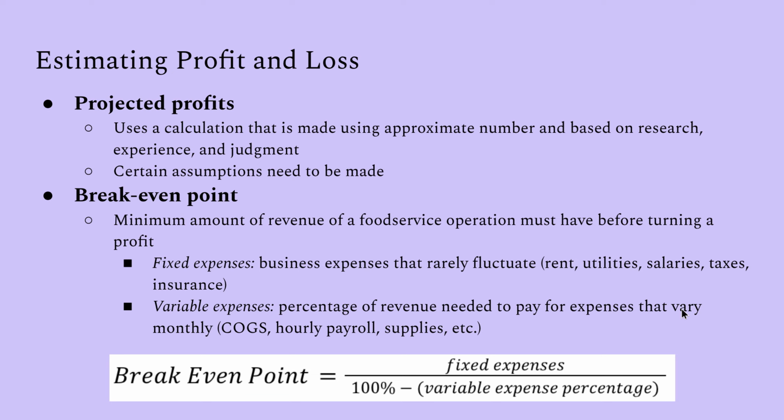Our variable expenses are, though, the percentage of revenue needed to pay for expenses that vary monthly. So the cost of goods sold, the hourly payroll, supplies, other expenses that the business doesn't see frequently. So the formula here is break-even point is equal to the fixed expenses, so again, the expenses that don't change, divided by 100% minus that variable expense percentage. So this is some information that you would have to calculate on your own.